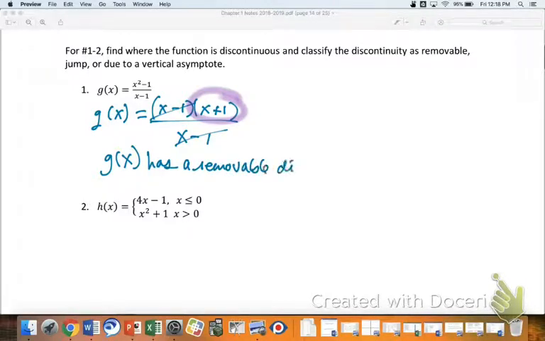Sam, your question. Yes, could you explain more about a removable discontinuity? I know in the video it said something about describing it as a piecewise function. Sure. Along those lines. The reason why we call it removable is because you can literally remove the discontinuity. So the graph for g of x looks like x plus 1, but it's got that hole right there at 1. Make sense? So this is g of x right here.